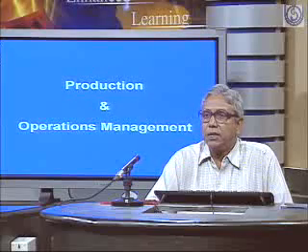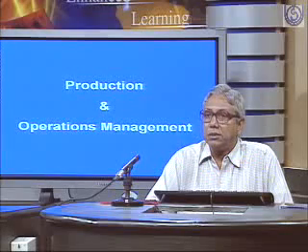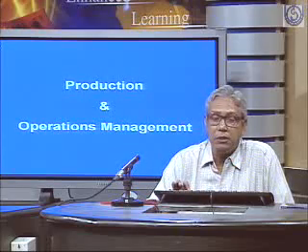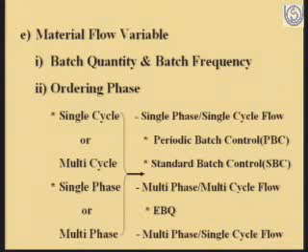Some of the firms in our country have done it successfully, because TQM and many other applications can be done only if you have the group or cellular layout. Some of the firms are getting the Deming Awards instituted by Japan. They are of this variety. And material flow variables, batch quantity and batch frequency, and ordering phase. So these are certain variables which determine the complexity of production planning and control. So today we end it here.